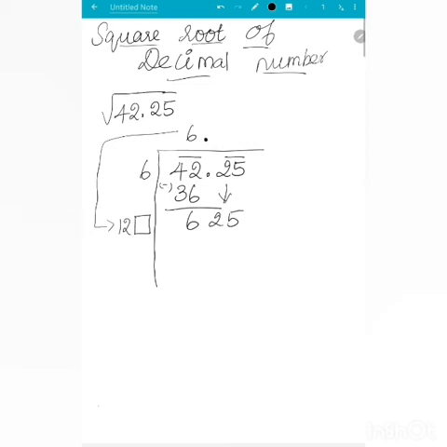The square number ends with 5, so definitely 5 will come. 5 5s are 25. 5 2s are 10. 10 plus 2 is 12. 1 5s are 5. 5 plus 1 is 6. So the answer is 625. Minus it. The answer will be 0.